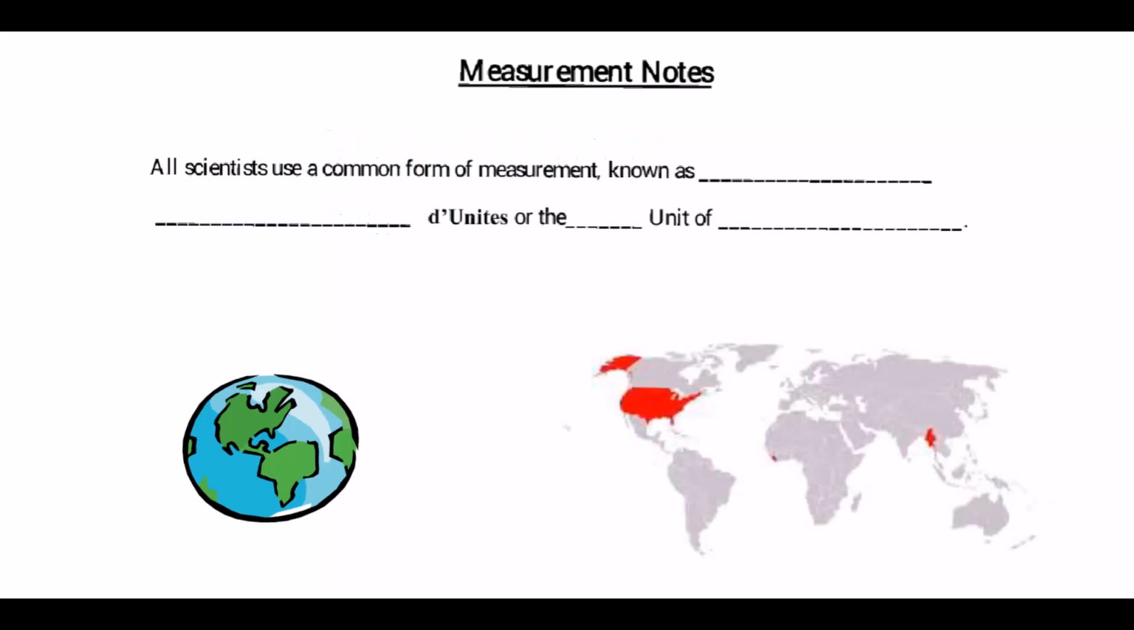We're going to start these notes by identifying the most common form of measurement used by the entire scientific community and most of the countries around the world. Now, this is known as the Système International des Unités, or the SI unit of measurement.